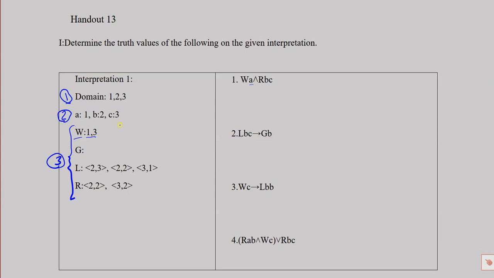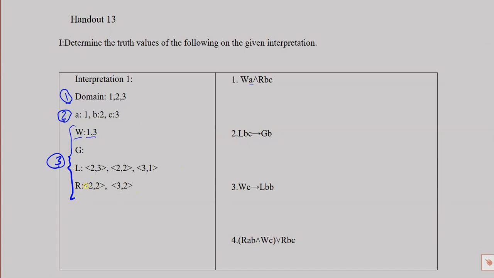Then we have two-place predicates, L and R, and the extensions of two-place predicates are ordered pairs. For example, we can think of L as love, and what this extension is telling us is that 2 loves 3, right? So Betty loves Sid, 2 also loves 2, Betty loves herself, for example, and 3 loves 1, so C loves A, right? These are called ordered pairs because the order matters. So 2 loves 3, but 3 doesn't love 2, according to this interpretation. Then we have R, respect, for example. We're saying that 2 respects 2 and 3 respects 2 on this interpretation.